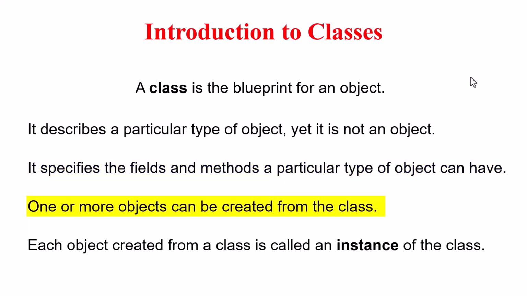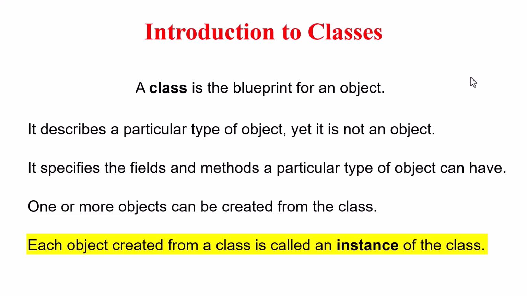One or more objects can be created from a class. Each object created from the class is called an instance of the class. That's the wording in this kind of thing. But let's take a look and try to see what all this means.